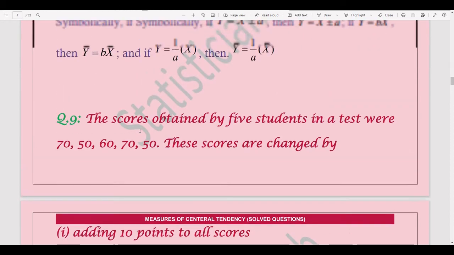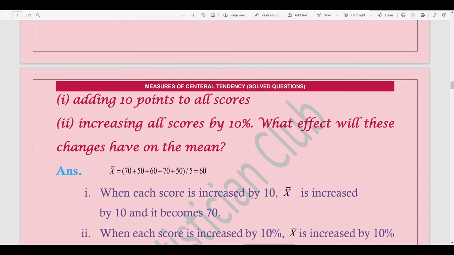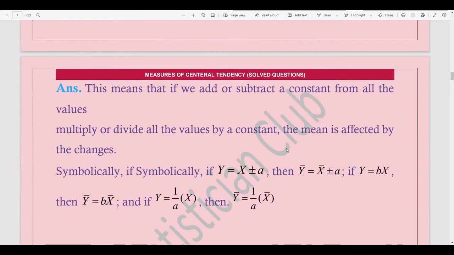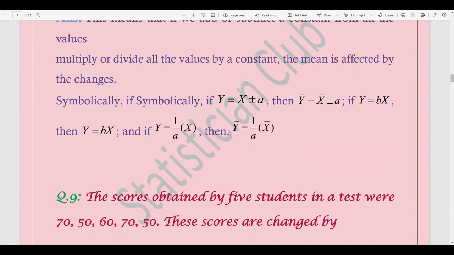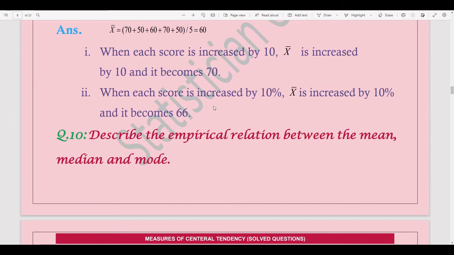So first of all, we calculate our mean. X bar is equal to 70 plus 50 plus 60 plus 70 plus 50 divided by 5. The answer is 60. When we add 10 points, our mean will be 70. Here the mean is 60, we add 10 to each value, so the answer will be 60 plus 10, which is 70. When each score is increased by 10%, x bar is also increased by 10%. 10% of 60 is 6, so the mean becomes 66.